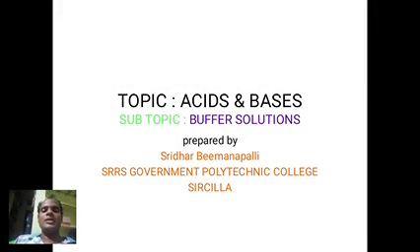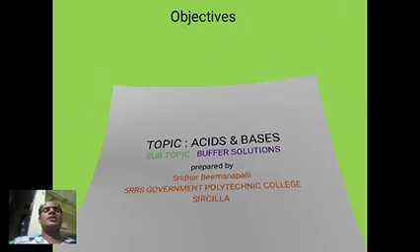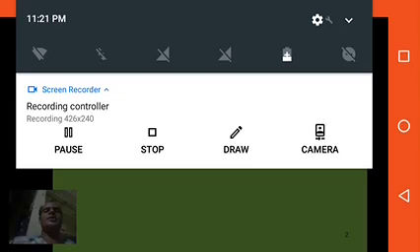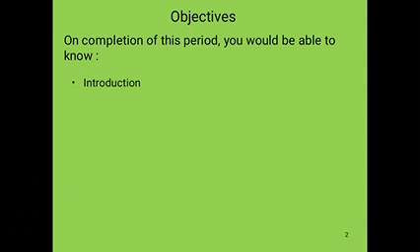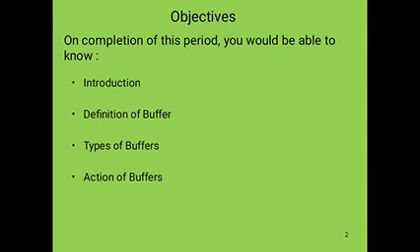In this class, I am going to explain the topic of acids and bases. I am taking buffer solutions as a subtopic. On completion of this period, we will be able to know the introduction of acids and bases and their pH range, the definition of buffer solution, types of buffer solutions, and action of buffer solutions.